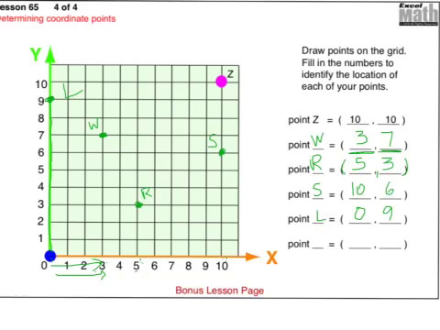Okay, let's try another one kind of like that one. What if I put one right there? I'm going to call that point T. Pause the video and see if you can tell me what point T is. I didn't do that very well. It's got to be right there on that orange line. Point T would be at 5 because I come over 5 and then I don't move up at all. I stay right there, 5, 0. So there you have it.